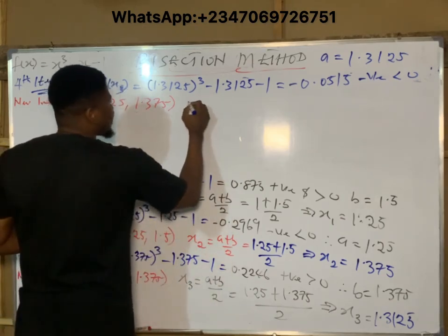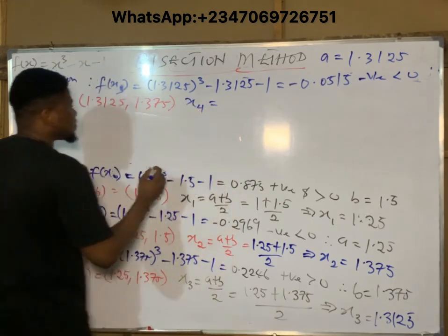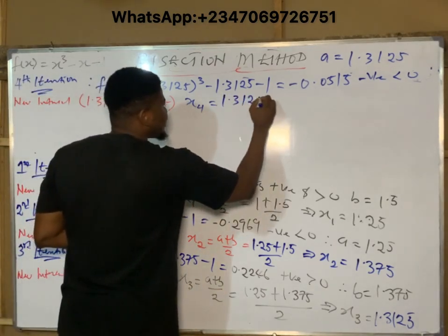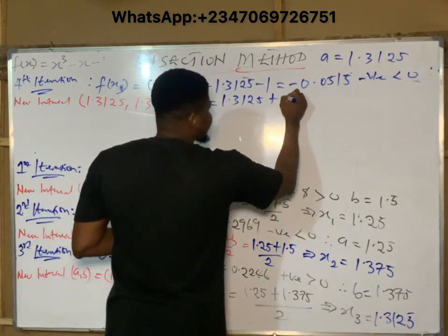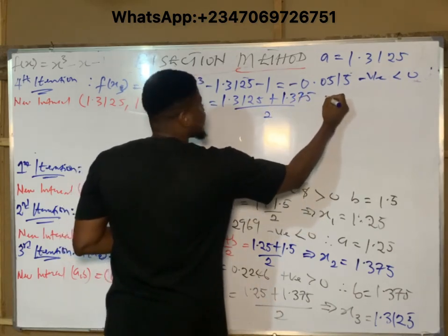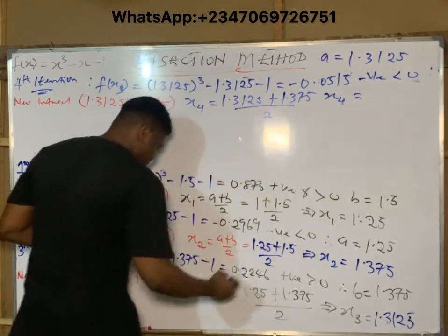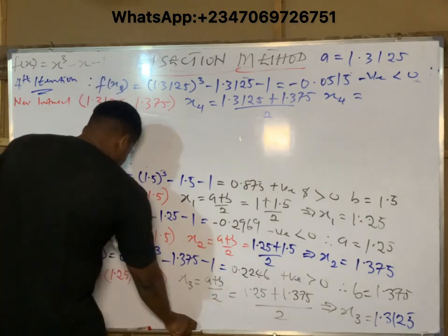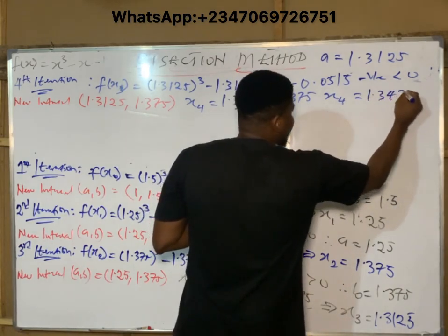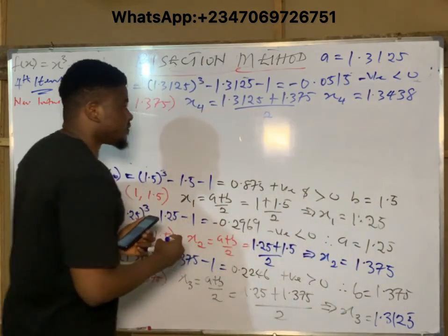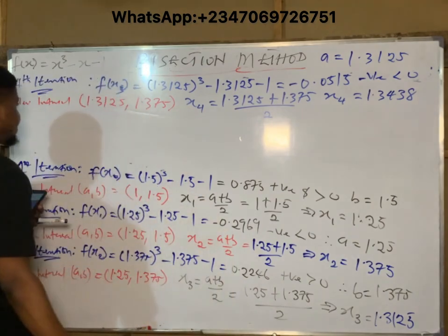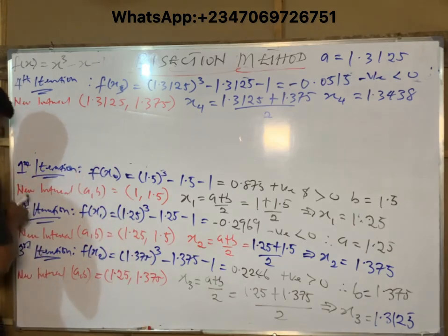So x4 is a plus b divided by 2, which is 1.3125 plus b, 1.375, divided by 2. So let's find this ratio. That gives us 1.3438 approximately. We are taking it correct to 4 decimal places. Okay, so x4 is 1.3438. So if you have this now, you perform the next iteration.